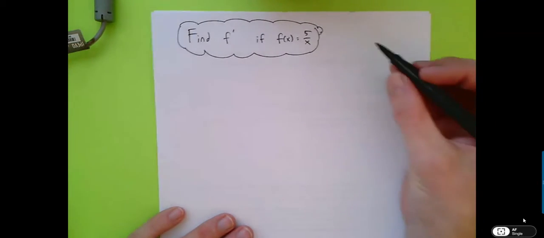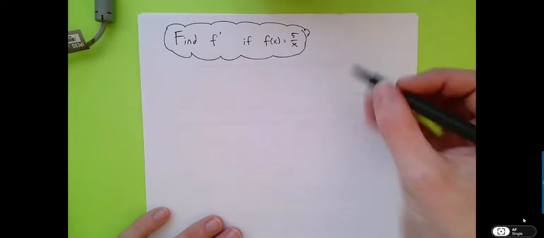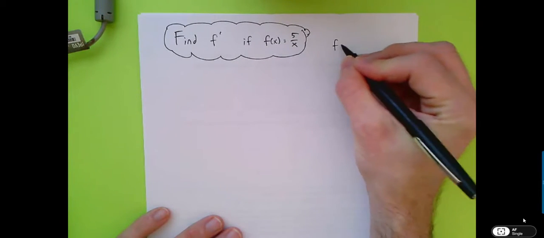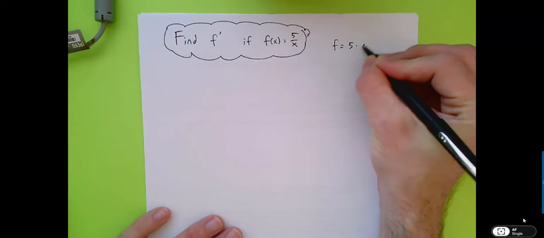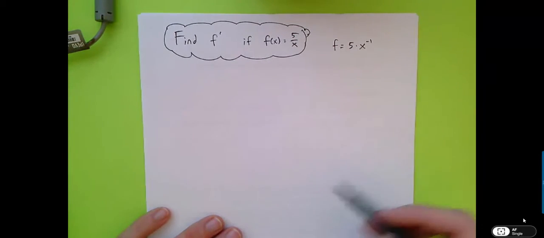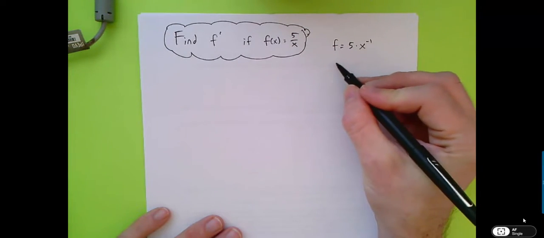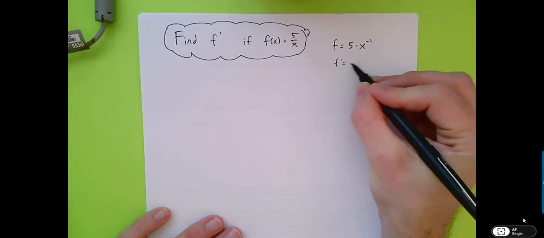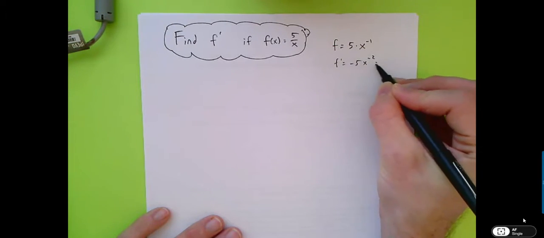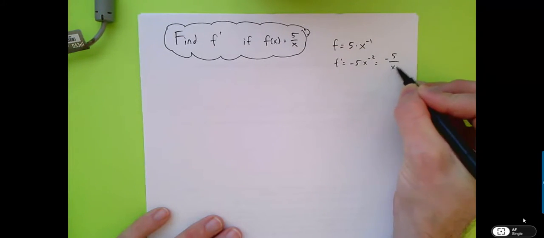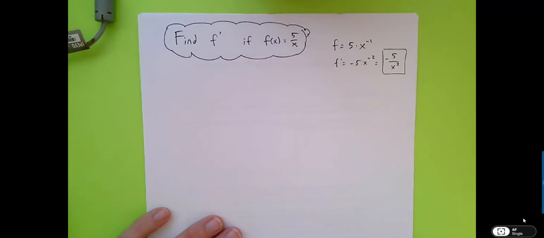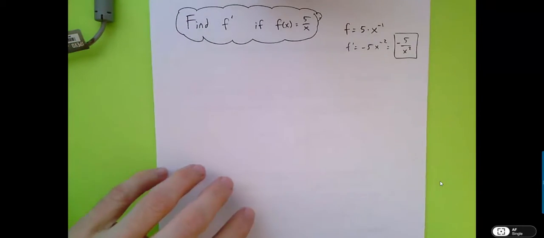Now that you know the power rule, of course we can use the power rule to find this, so let's do that really fast. So this is the same thing as saying f is 5 times x to the negative first. So then using the power rule, f prime would be negative 5x to the negative 2, which is negative 5 over x squared. So that's what we should end up getting.